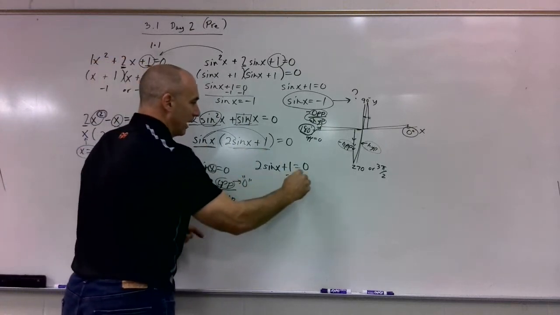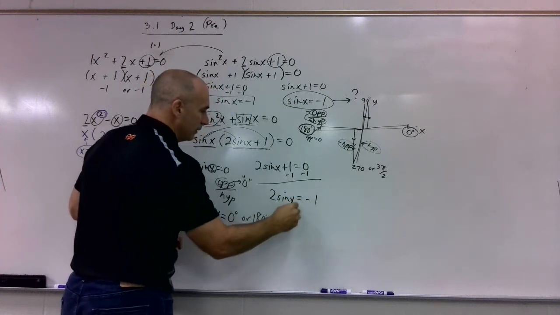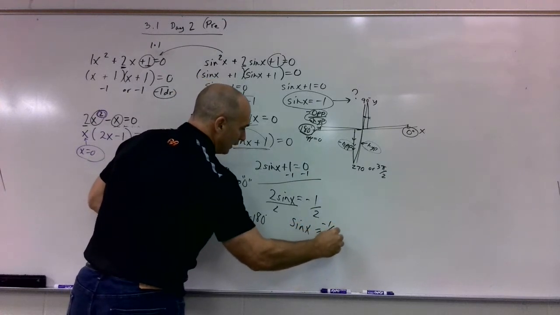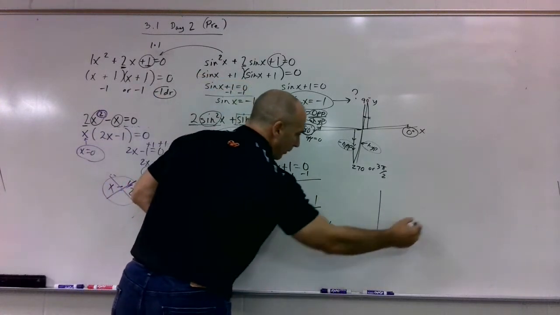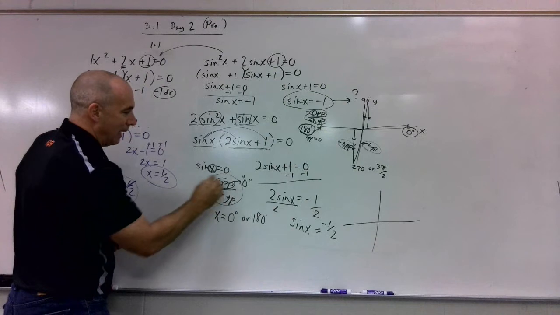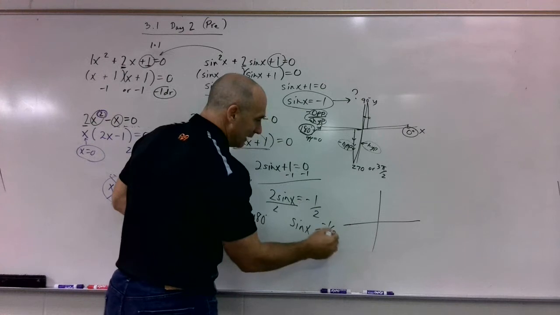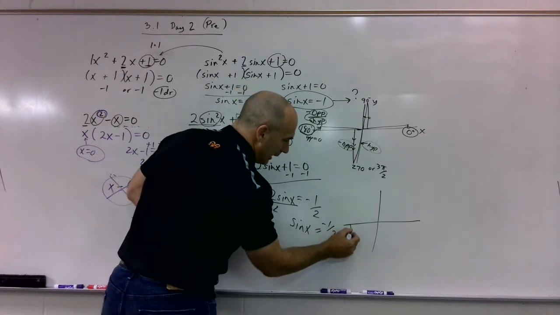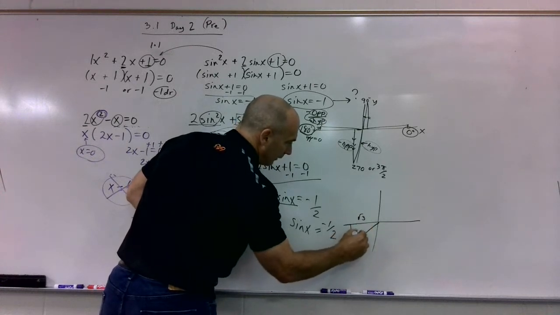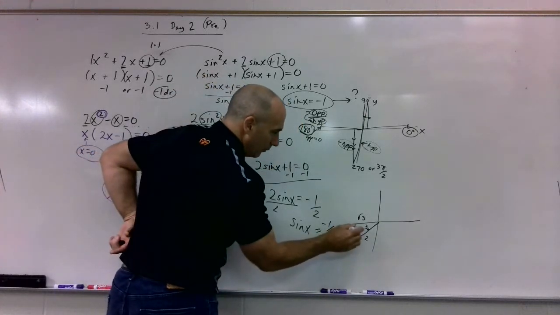Now let's move over to here. Subtract 1, subtract 1. 2 sine of x equals -1. Divide by 2, divide by 2. Sine of x equals -1/2. And if you remember, how could sine be -1/2? Well, by definition, it's opposite over hypotenuse, okay? So that means sine could equal -1/2 if I had a drawing like this. -1, square root of 3, 60, 30, 90, and 2.